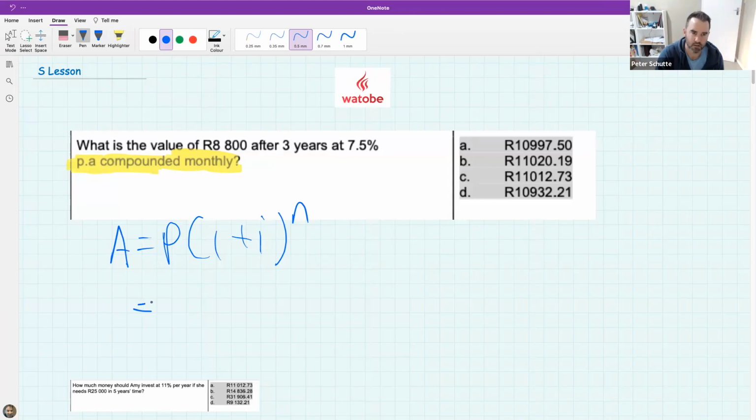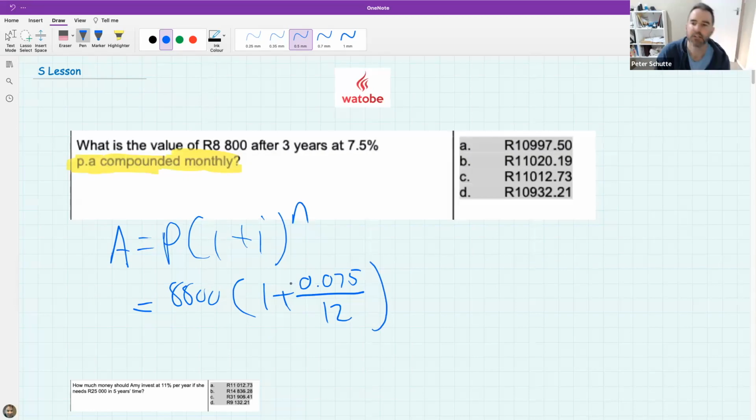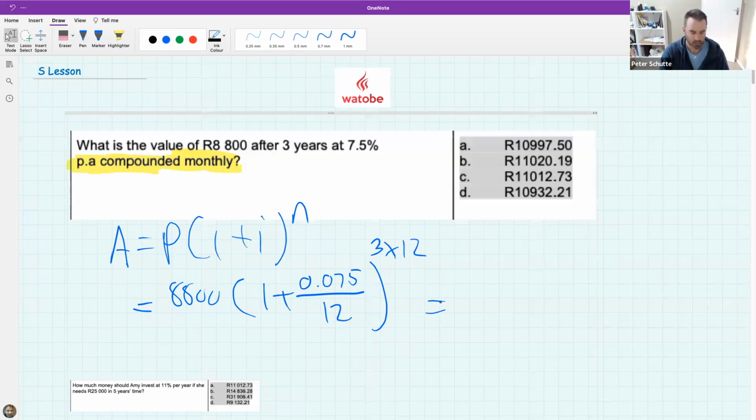For me, the way that I take compounded monthly into account is I actually have to chop the interest rate up by 12. But when my interest rate is per month, my time periods need to be per month. And so it can't be 3 anymore. It needs to be 3 times 12, which is 36. So I'm going to do this on my calculator, but you can put your answer in when you feel like you've got it.